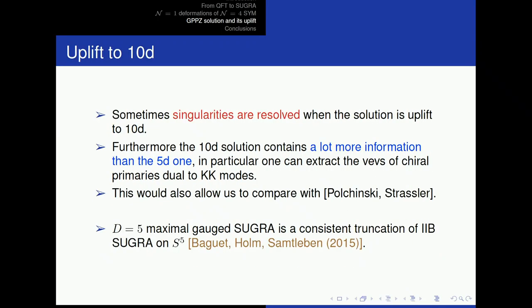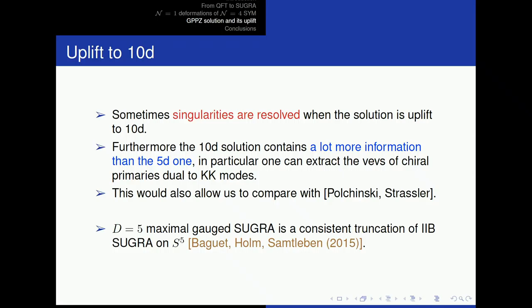Now, to address some of these issues, one really needs the 10-dimensional solution, and that was not possible for a long time because we didn't know how to do that. Although I should say, Christoph was sitting there, they made enormous progress around 2000; they almost got it. Sometimes the singularities in lower dimensions are resolved if we go to higher dimensions. Furthermore, the 10-dimensional solution contains a lot more information than the 5-dimensional one. In particular, one can extract the dimensions of higher primaries due to Kaluza-Klein fields, and that will help understand the physics of the solution.